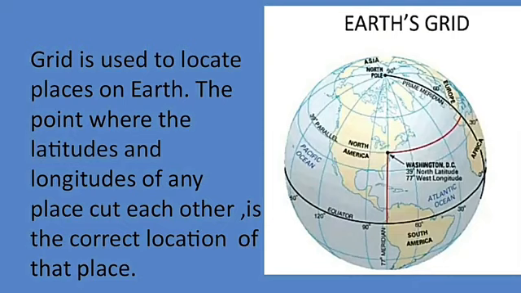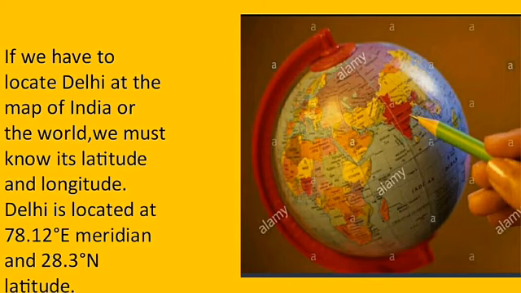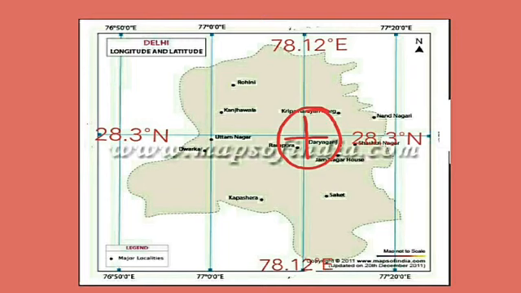Now, take an example of Delhi. If we have to locate Delhi at the map of India or the world, we must know its latitude and longitude. Delhi is located at 78.12 degree east meridian or longitude and 28.3 degree north latitude or parallel. On the map, where these two lines cut each other is the correct location of Delhi.